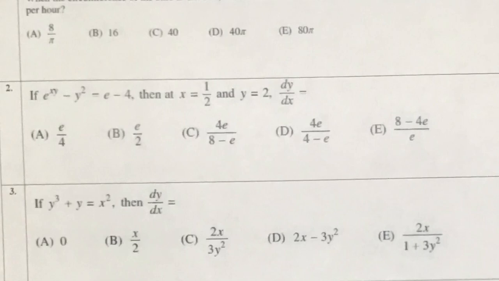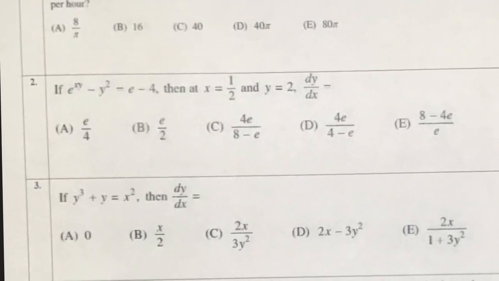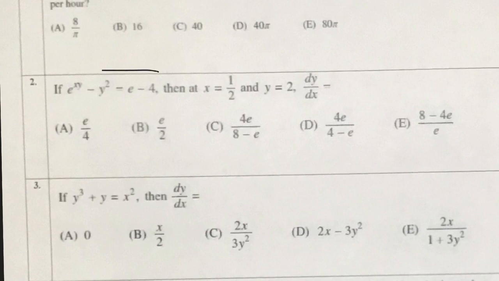Okay, number 2 says we have this nice e equation, right, with e's and x's and y's, and we're given some x and y values and want to find dy/dx. We're going to differentiate this implicitly, so not with respect to time, but implicit differentiation. So we have our e right here.